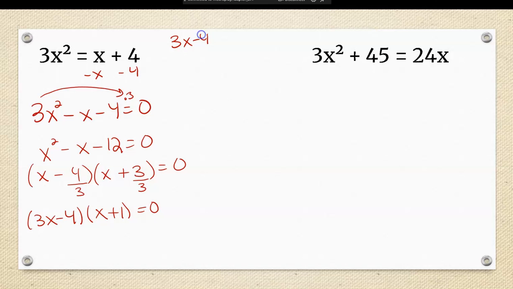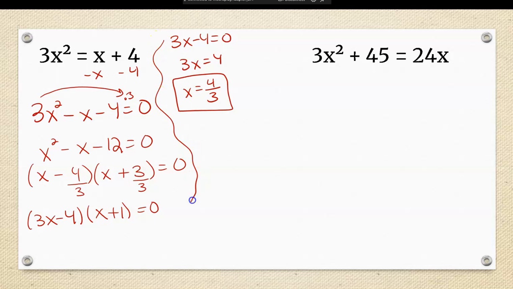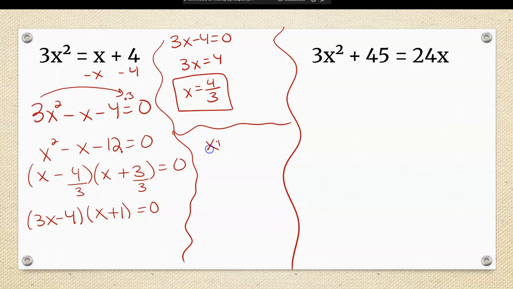So 3x minus 4 equals 0. I'm going to add that 4 over, and then divide by 3. Should we make it a fraction or a decimal? It doesn't matter. Like on the test, if we get it, it doesn't matter. And then x plus 1 equals 0. So x equals negative 1. Like that. Okay.